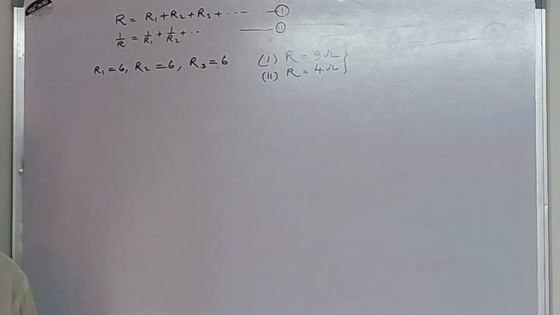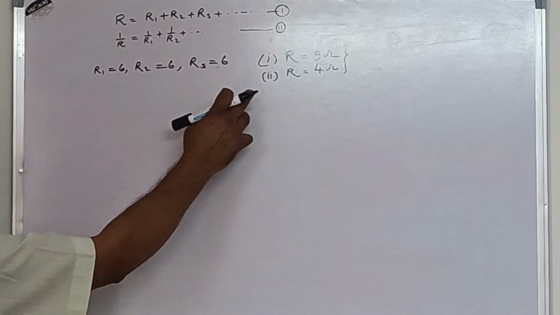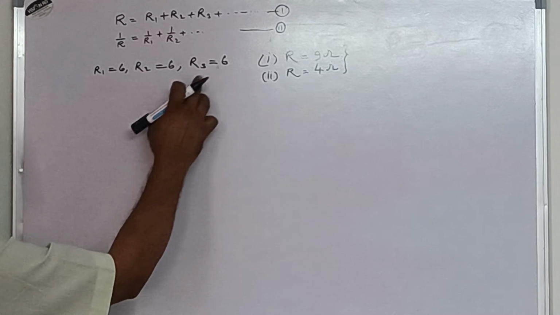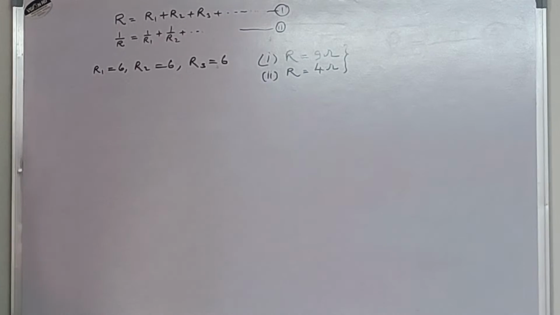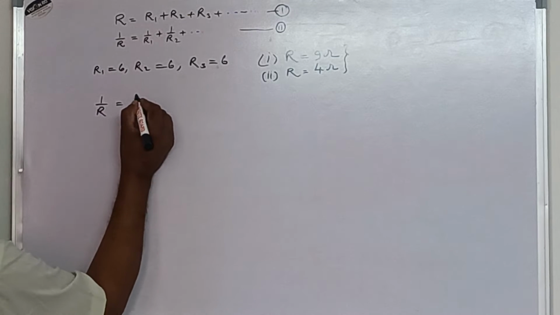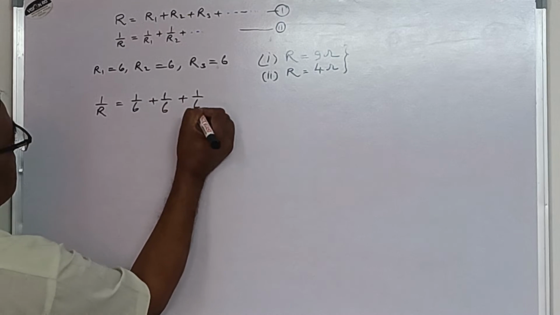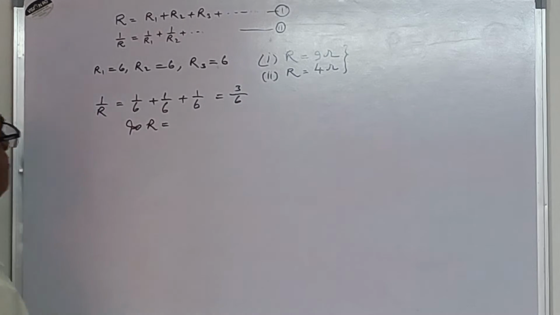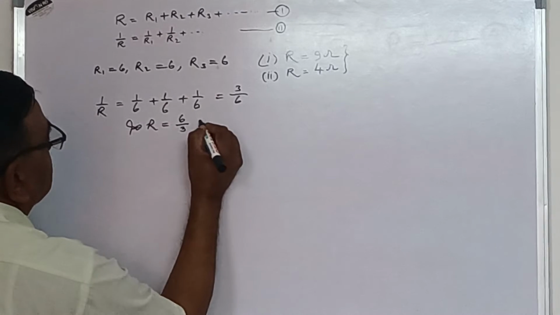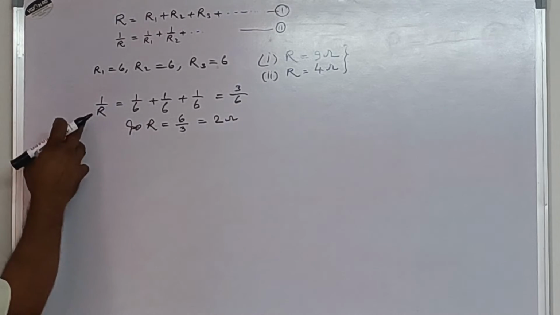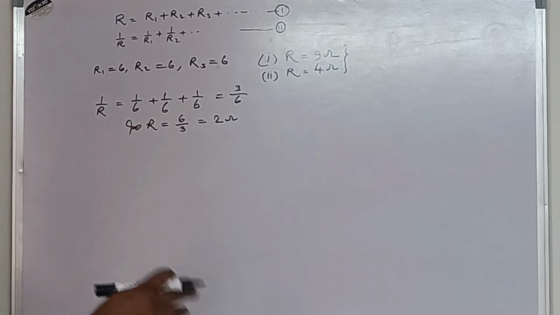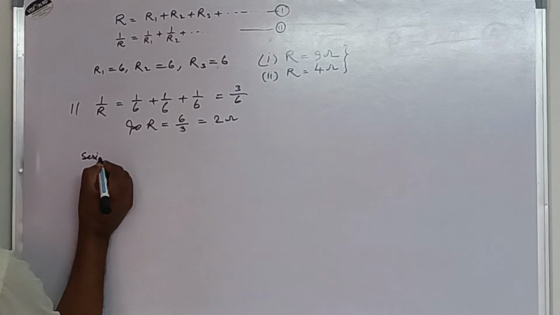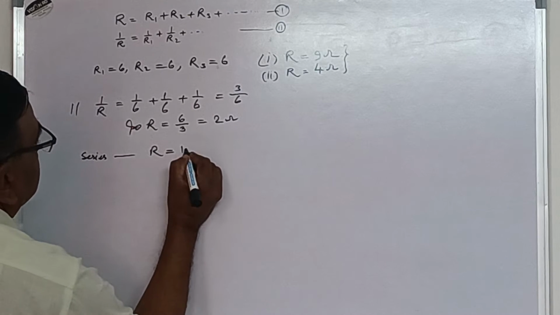Now you see, let you connect all in parallel. So what will you get? 1 by R is equal to 1 by 6 plus 1 by 6 plus 1 by 6. This becomes 3 by 6. So R is equal to 6 by 3, which is 2 ohms. And when you connect them all in series, you get 6 plus 6 plus 6, so R is equal to 18 ohms.